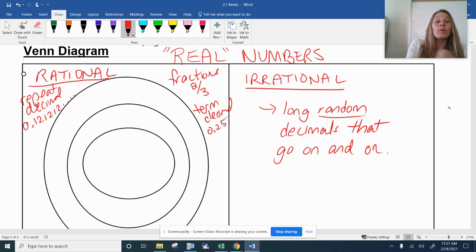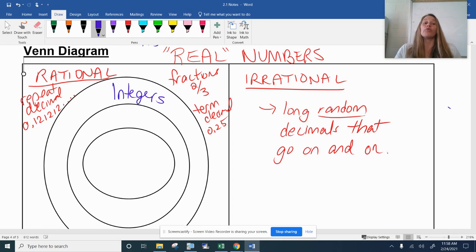Now, within the rational category, there are other types of numbers that are also considered rational, but they also have more specific names. So the first one is integers. Okay, integers are rational. They are rational real numbers, but they are also called integers because they're not fractions or decimals.